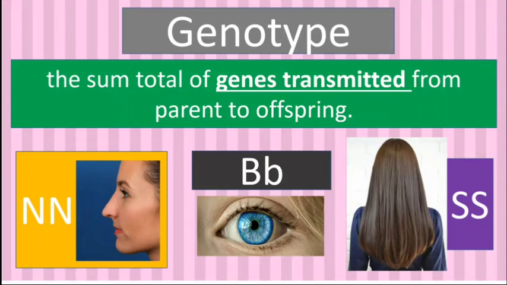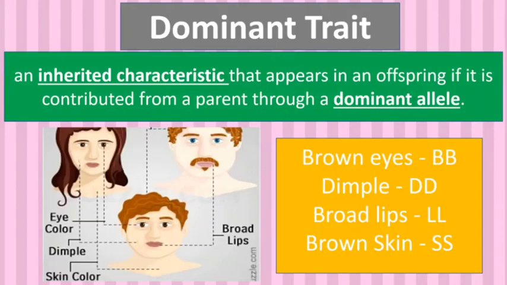So here in Bb you can see the capital B and small b. Both are showing the blue color of the eyes, but capital B is more dominant, so that characteristic is carried forward, passed on or transmitted to the new offspring. If both are small b, then the characteristics of the small b will be transmitted to the offspring. Here the capital S means both are having straight hair, so that characteristic is passed on to the offspring.